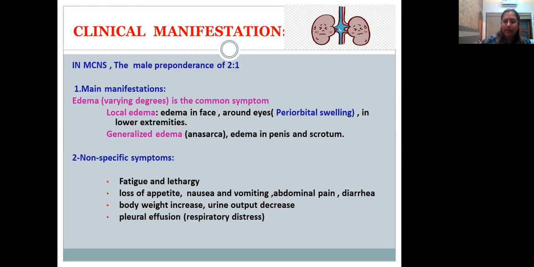It could also be generalized edema or anasarca, where even the penis and scrotum can be involved in edema. Now coming to non-specific symptoms, these are fatigue and lethargy. There could be loss of appetite, nausea and vomiting, abdominal pain and diarrhea. The body weight increases because of the edema, urine output decreases, and in advanced cases, there could even be pleural effusion and respiratory distress.